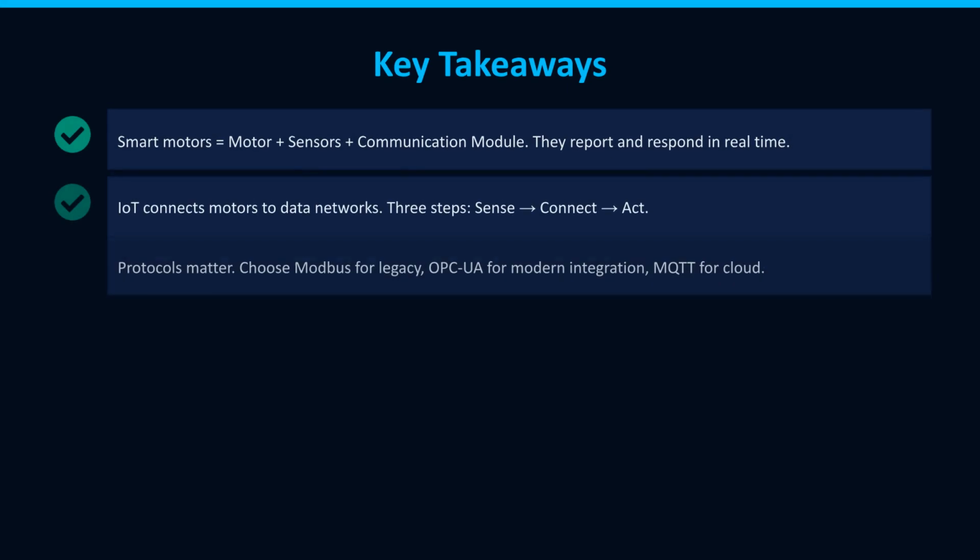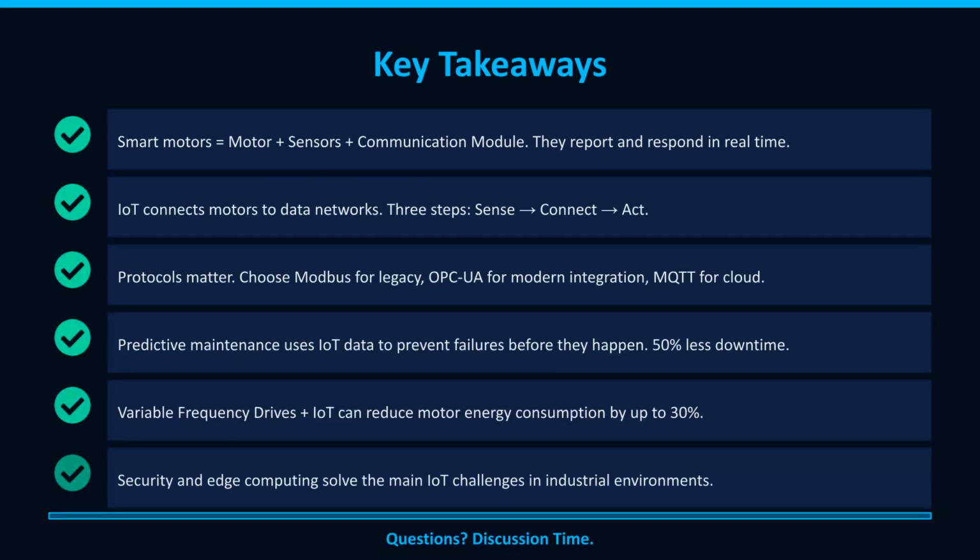In summary, smart motors combine motors, sensors, and communication. IoT enables the sense, connect, act cycle. Choosing the right protocol is vital. Predictive maintenance cuts downtime by half, and VFDs save significant energy. Edge computing and security must be prioritized for industrial applications.